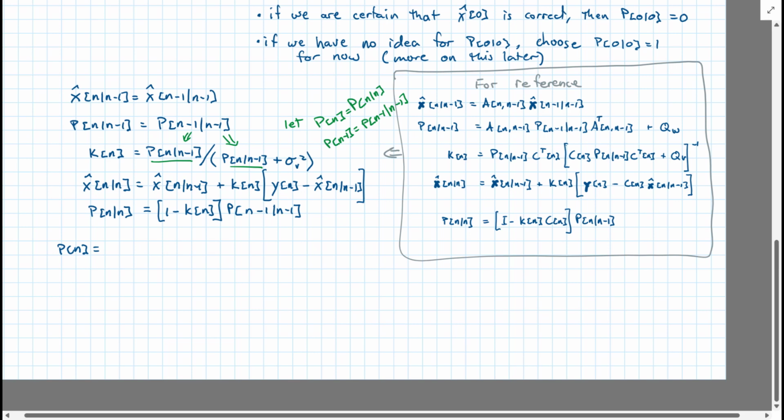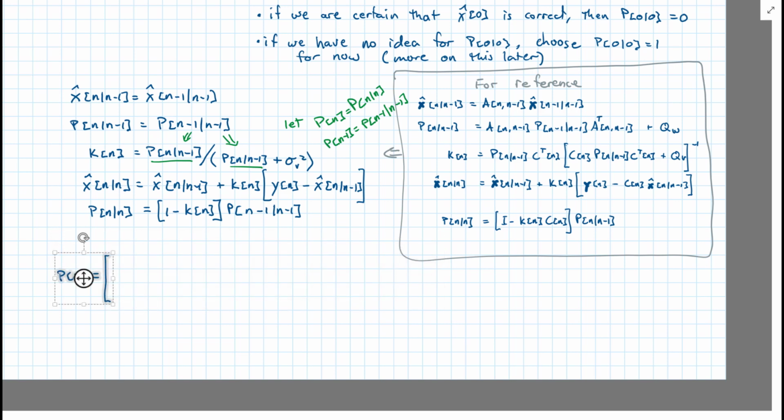P n is equal to, actually I'm going to give some space here, is equal to 1 minus K, but K is equal to P n minus 1 over P n minus 1 plus sigma v squared. And that's all times P n minus 1.